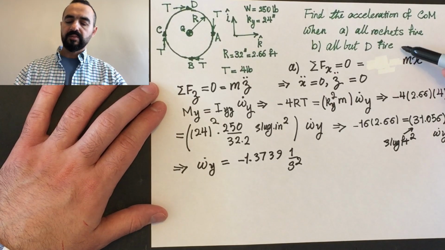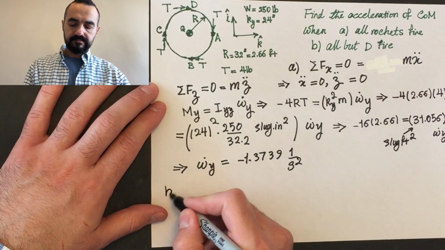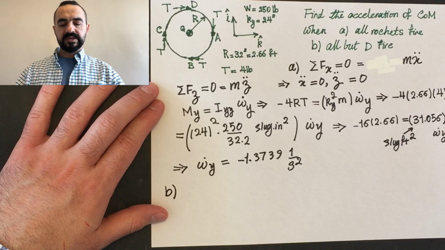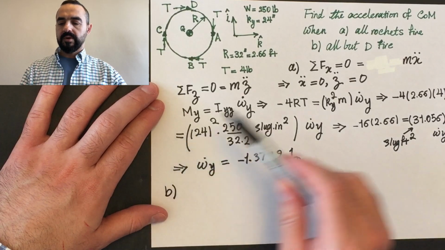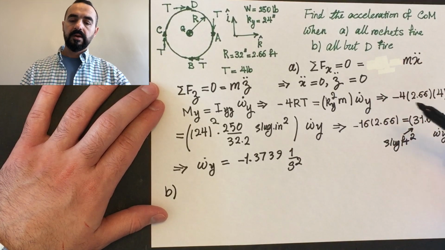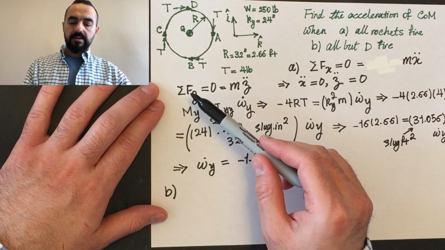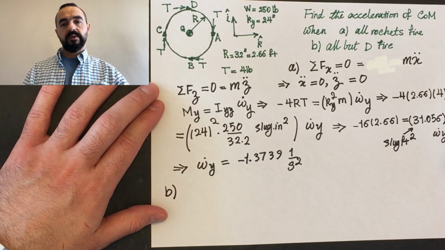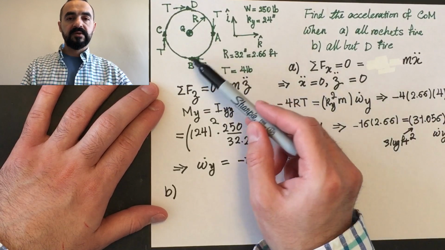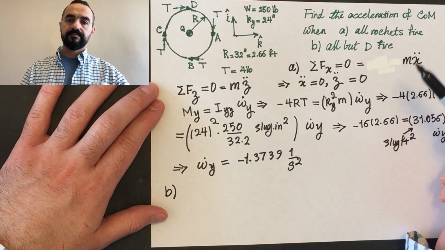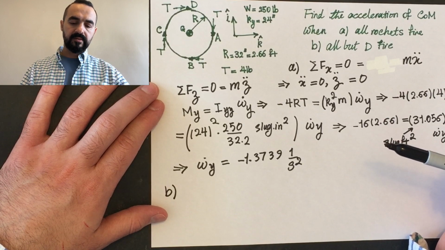Now let's look at part B. So let's look at the physics again. So in part B, what we are saying here is, what if A, B, and C fire the rockets for this satellite? A, B, and C fire, but D does not. What happens?